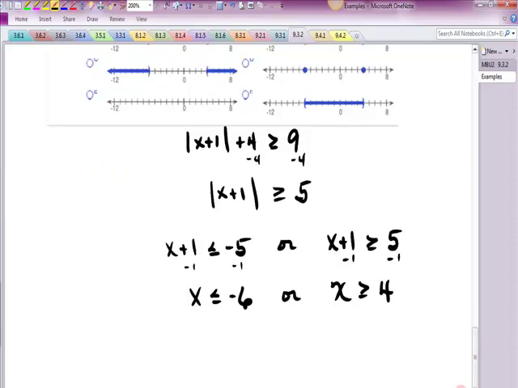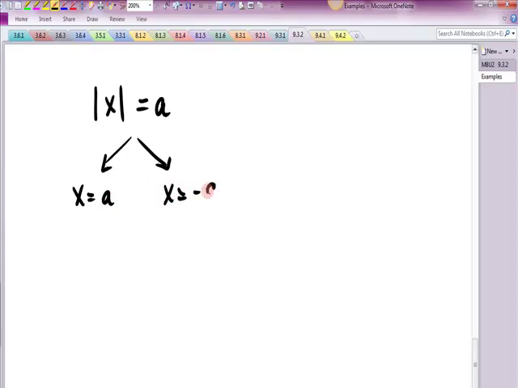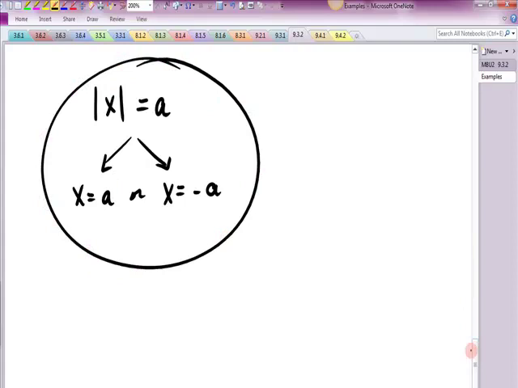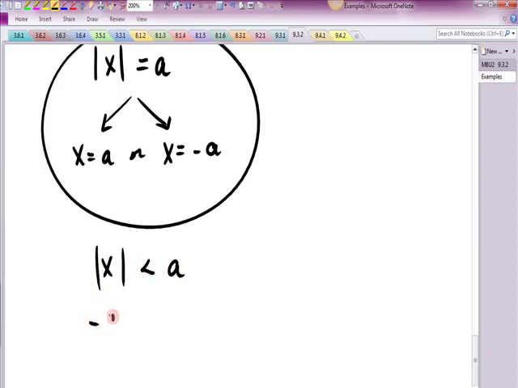Okay, so before we completely leave, remember absolute value x equals a. That means that x equals a, x equals negative a. Okay, that's the equal. If we have absolute value x is less than a, the less than is the between. Negative a is less than x is less than a.